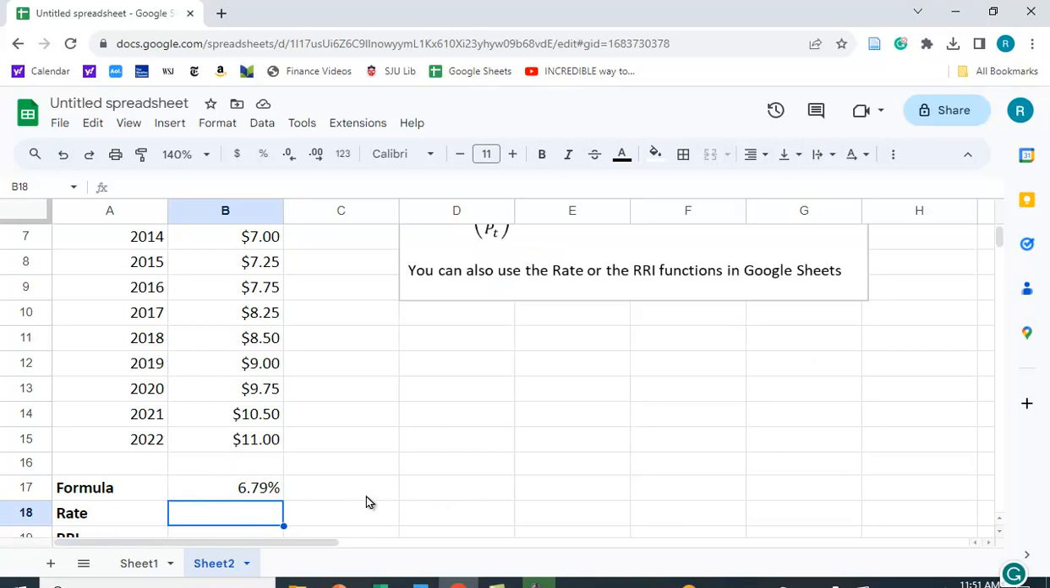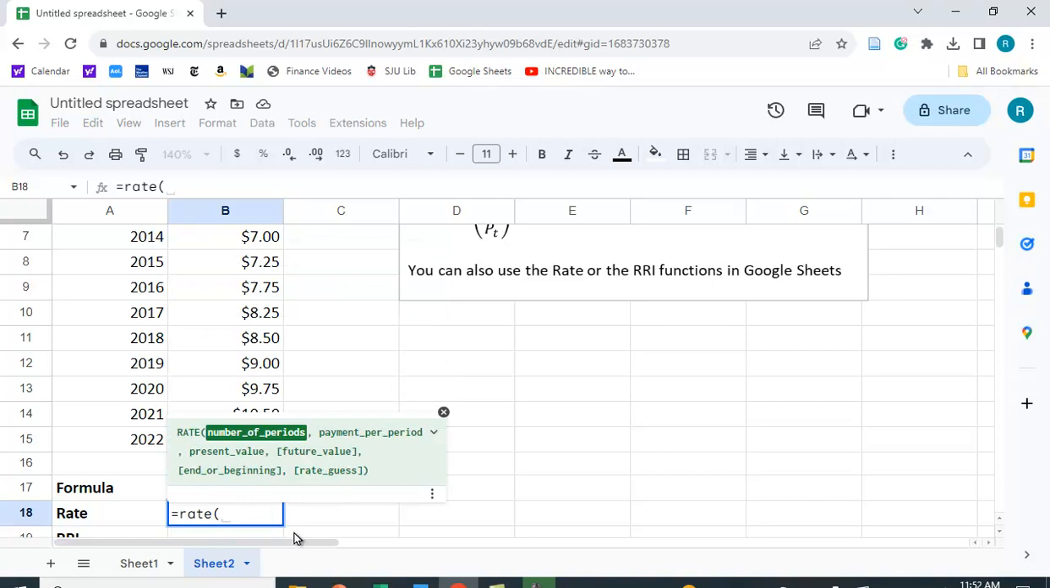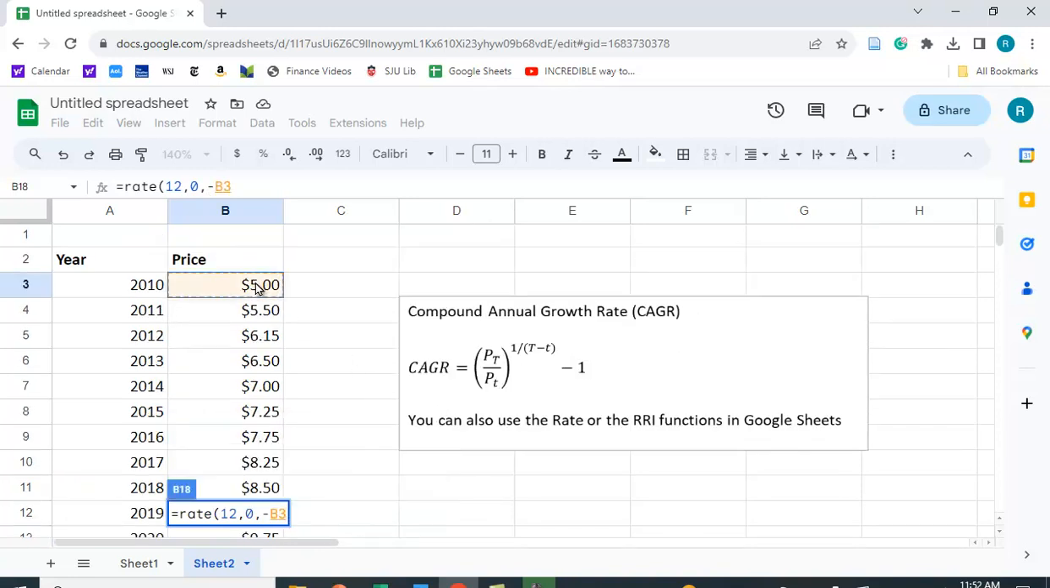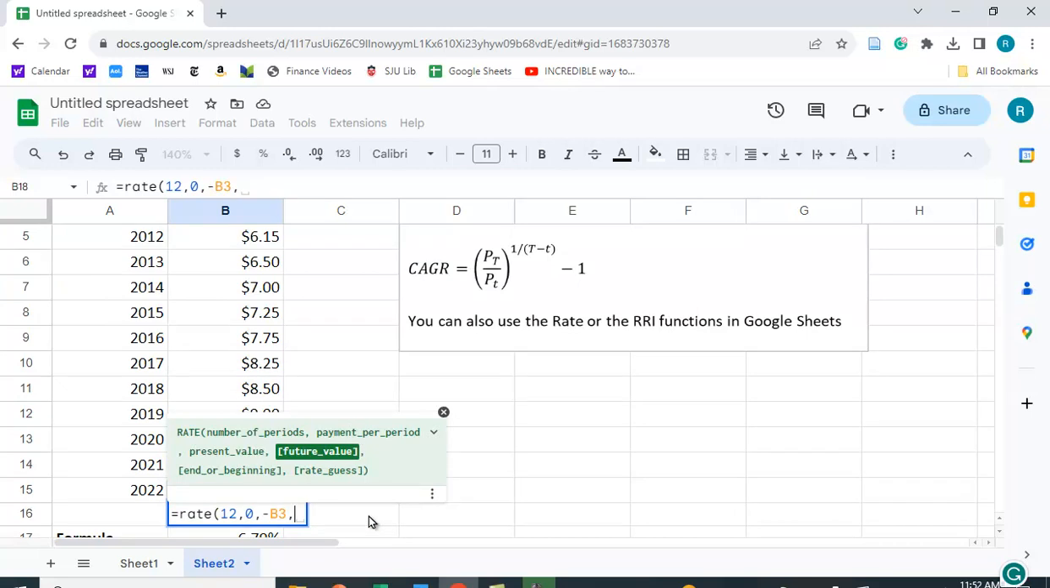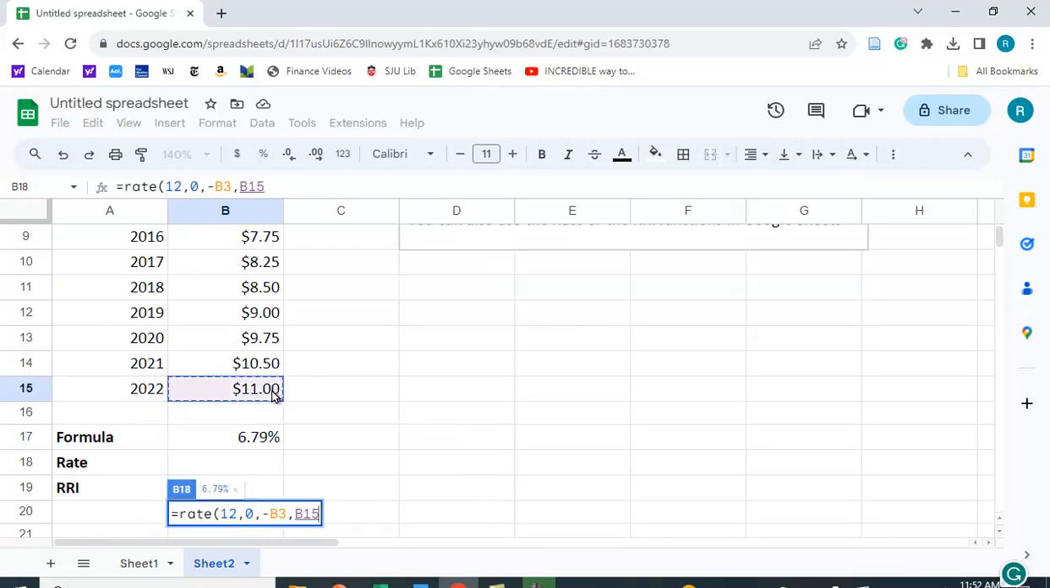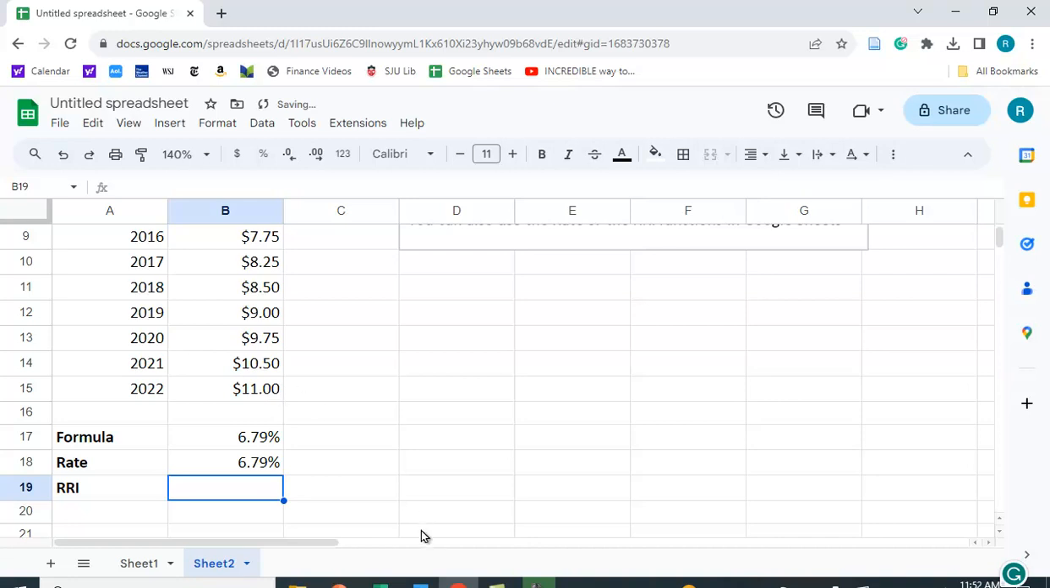They're actually the same as they are in Excel, but some people are using Google Sheets and would like to see it in Google Sheets. So in this case, the rate function, we put in the number of periods. We know that's 12. We put in the payment per period. Okay, there's no payment per period. That's the annuity. We put in the present value, which is going to be the $5 here. I'm going to put it in as a negative number. If you put them both in as positive numbers, you're going to get an error message. And then the final number here, and hopefully we'll get the same answer, 6.79%.